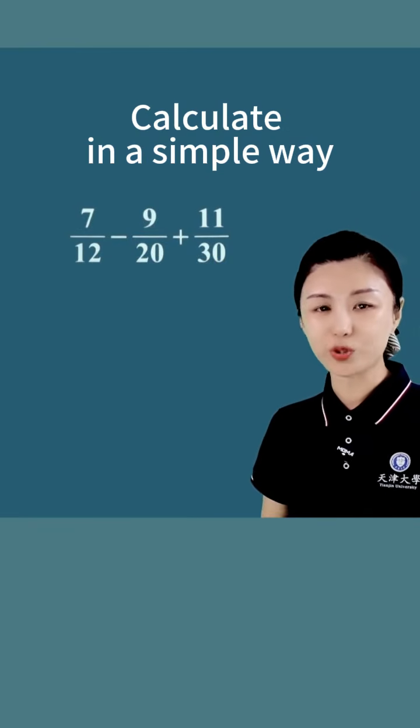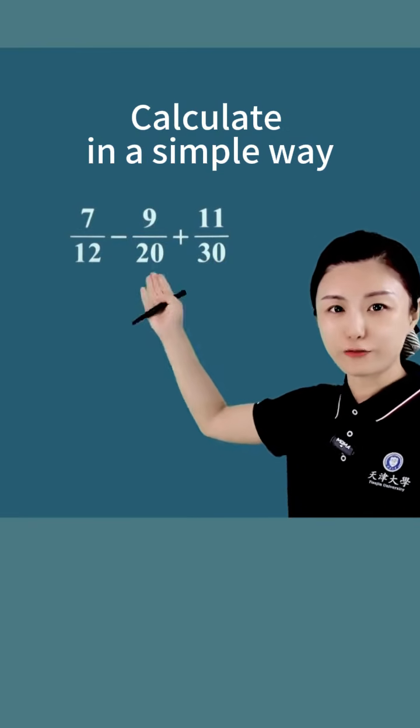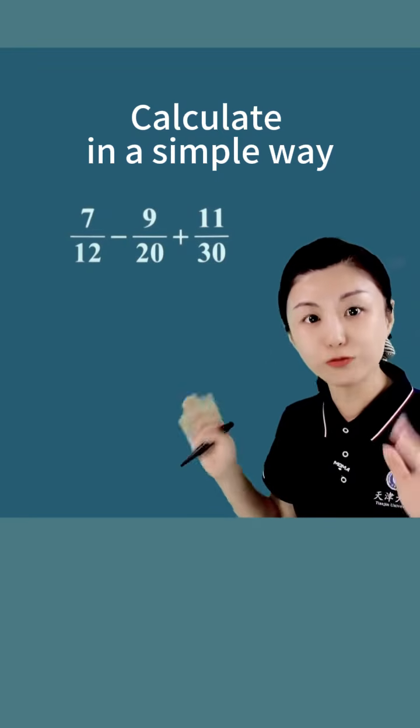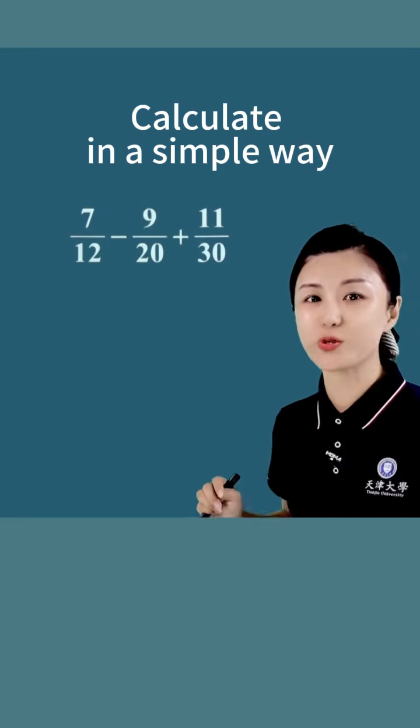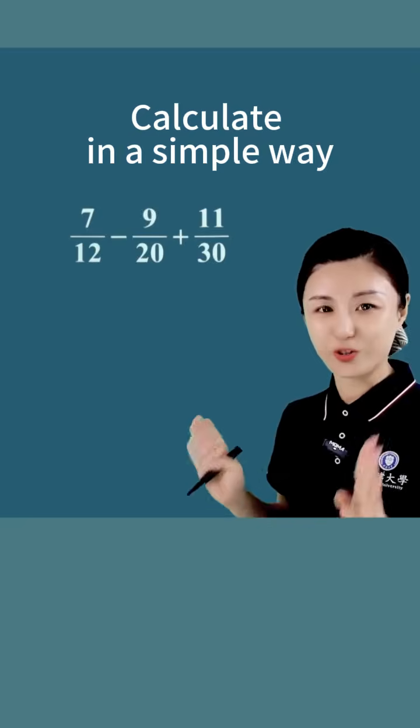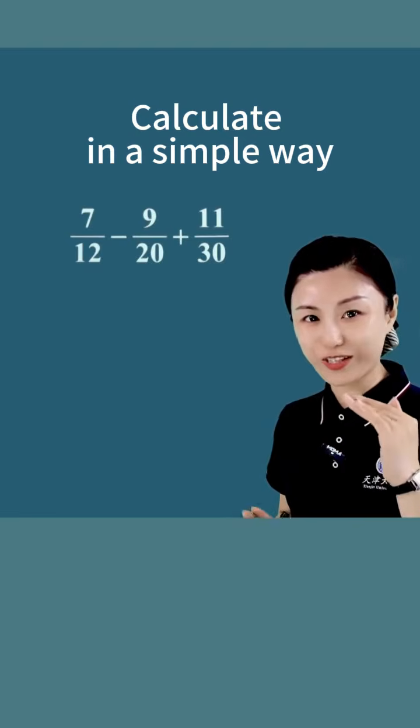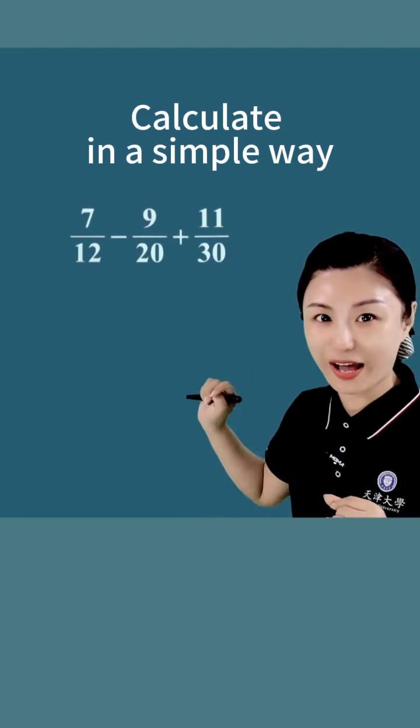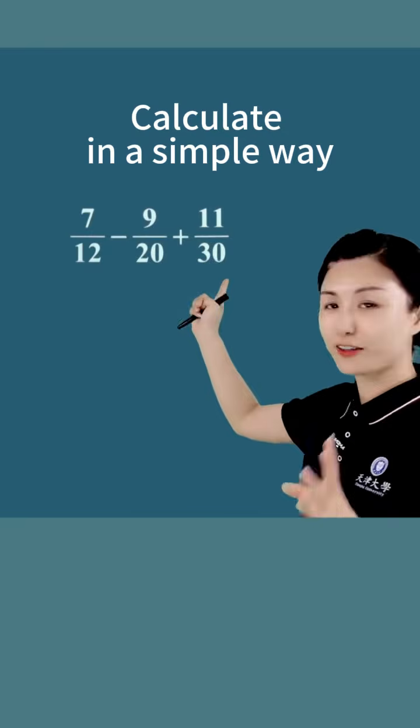Many students, when they see these three fractions, immediately try to find a common denominator to solve it. It's slow and easy to make mistakes. So, is there a better way than just finding a common denominator? Today, let's follow Teacher Dong and discover a pattern together.